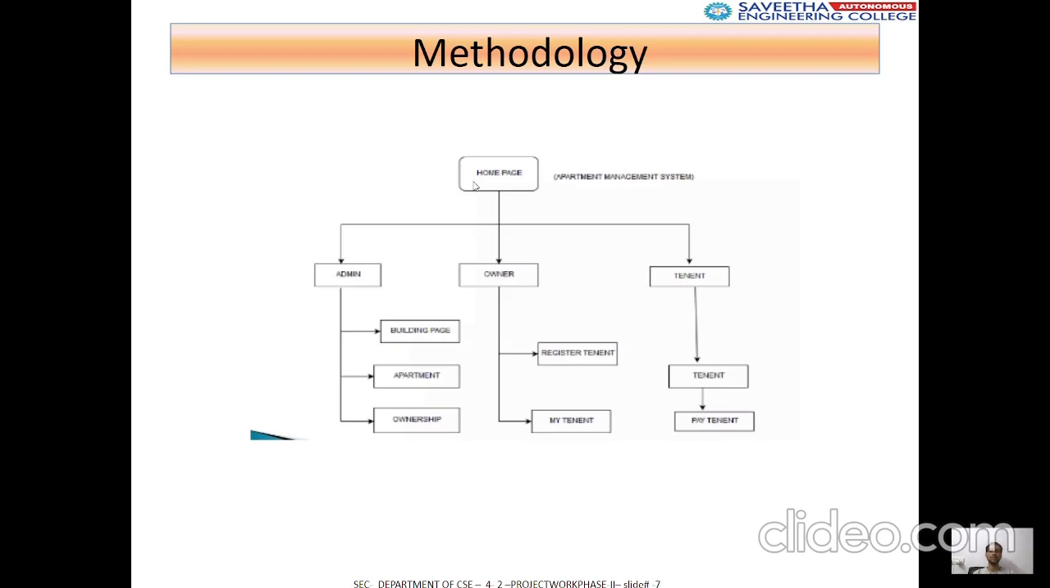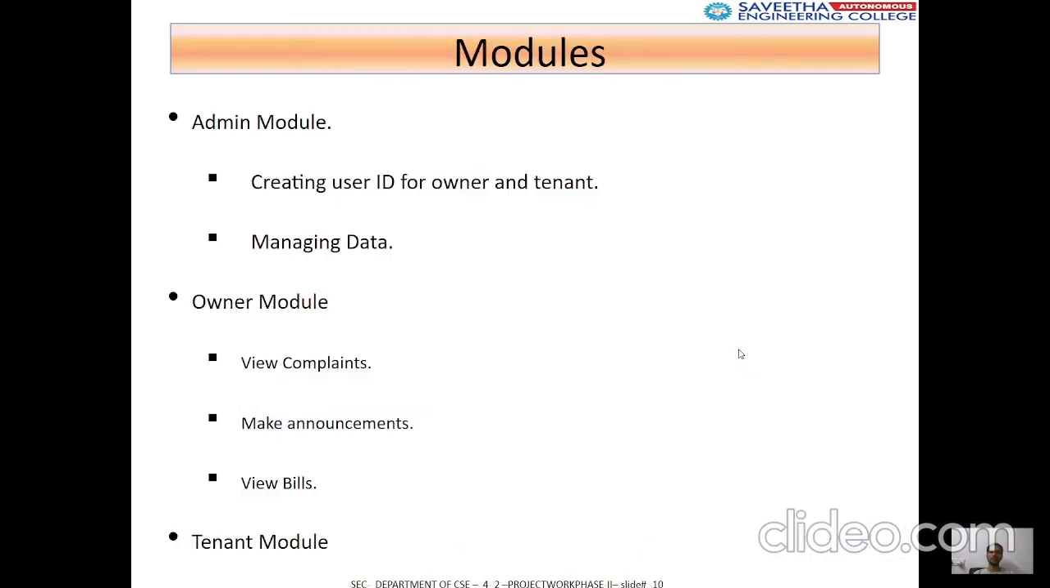And this is the methodology, or the system architecture you could say. This is the home page, and first there is the admin to manage everyone. The admin is the central person between owner and tenant. He is the one who creates the user ID and login for both owner and tenant. He has ownership of all the data. Then the owner page: the owner will be able to register a tenant and view the details of the tenant. Then the tenant page: the tenant will be able to pay their rent, view their details, and file complaints.